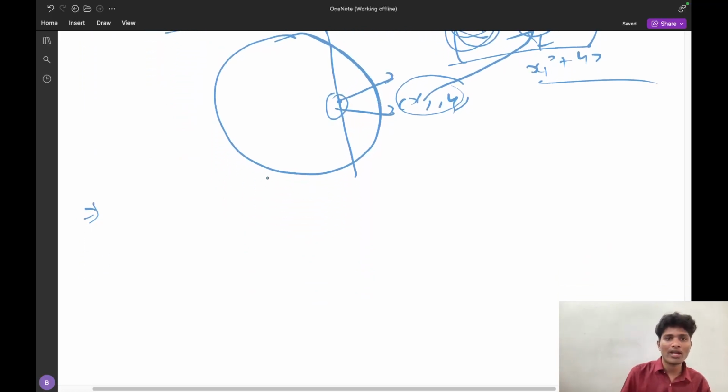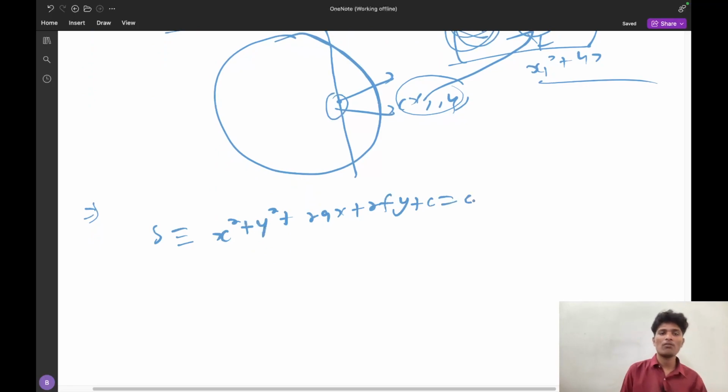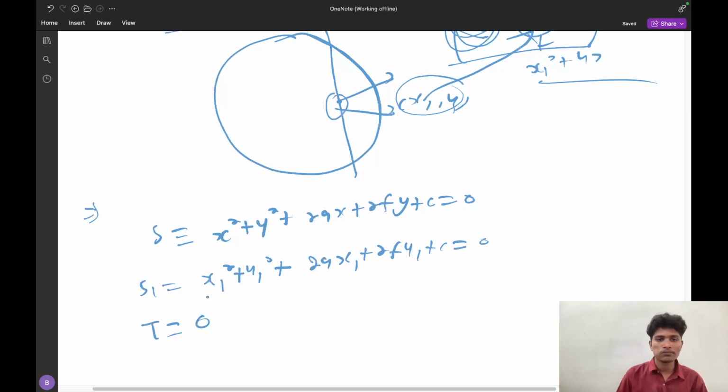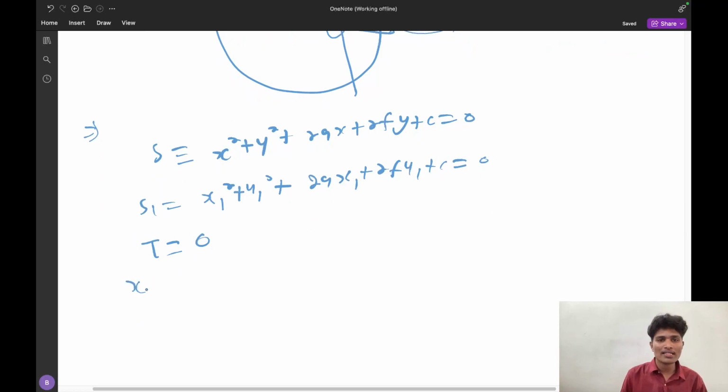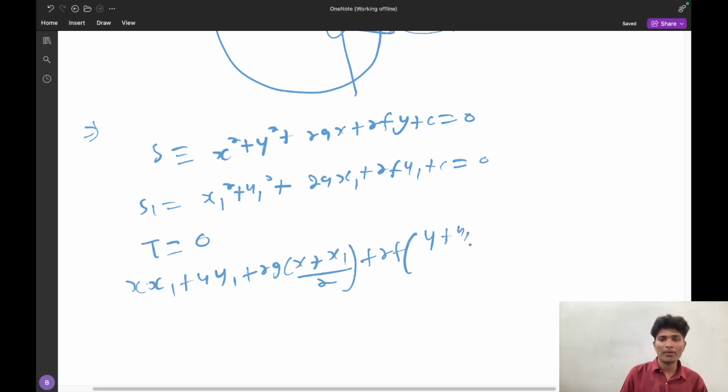I will write here so that you can understand. S is equal to x square plus y square plus 2gx plus 2fy plus c is equal to 0 is S. And what is S1? S1 is x1 square plus y1 square plus 2gx1 plus 2fy1 plus c. And what is T is equal to 0? T is equal to 0 is x x1 plus y y1 plus 2g of (x plus x1)/2 plus 2f of (y plus y1)/2 plus c is equal to 0. This is the T is equal to 0 equation.